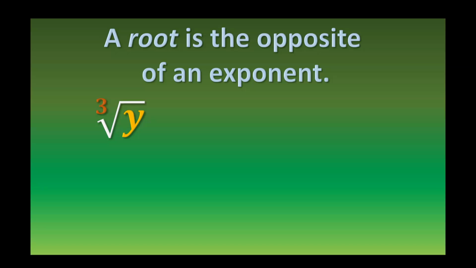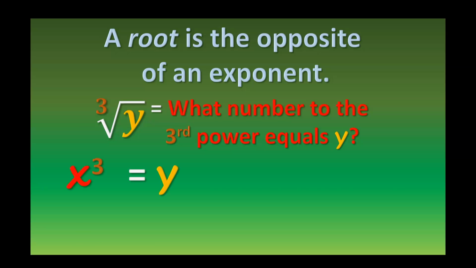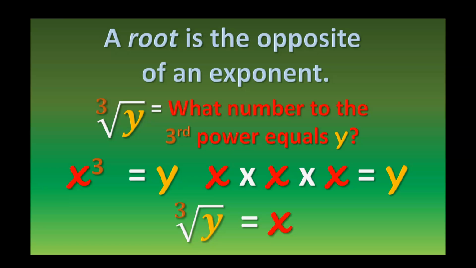Whatever number we raise to the third power gives us the answer y. We multiply that same number 3 times and get the result y. Therefore, the cube root of y, in this case, is whatever number we multiplied those 3 times.